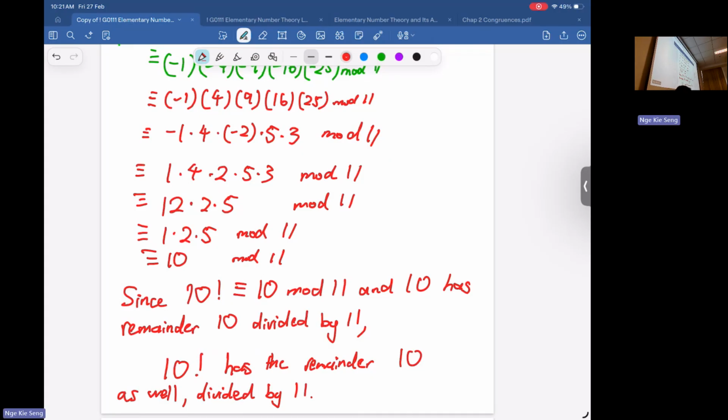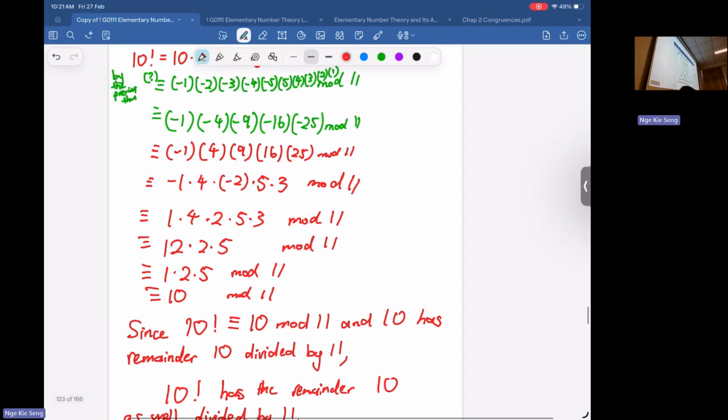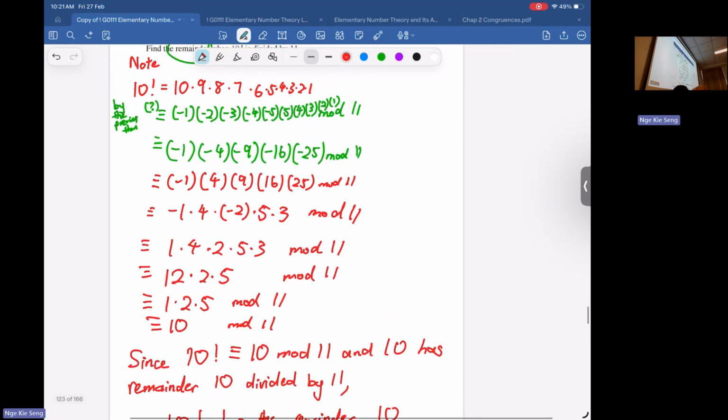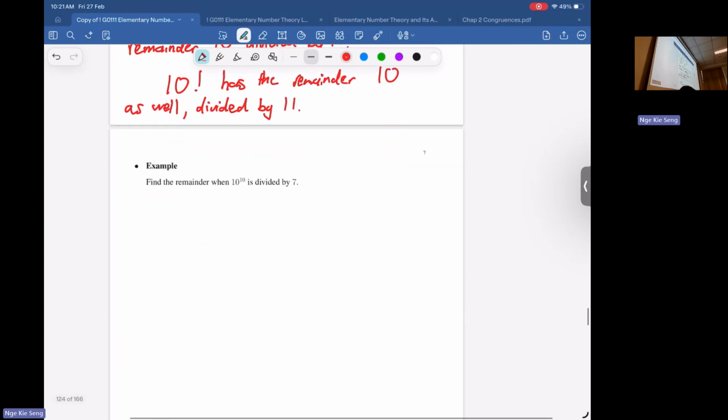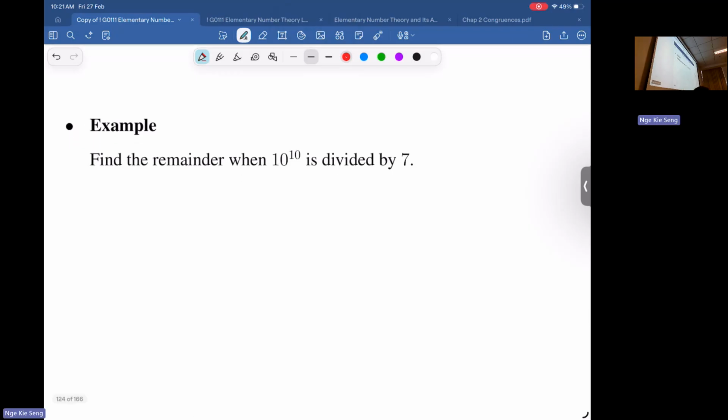So you can use this mod operation to help you find the remainder, instead of doing the division algorithm, where you divide all the way until you find the remainder. Any questions so far? If no questions, how about trying this one? 10 to the 10. I give you 3 minutes. Try to find the remainder when divided by 7, so it's mod 7.